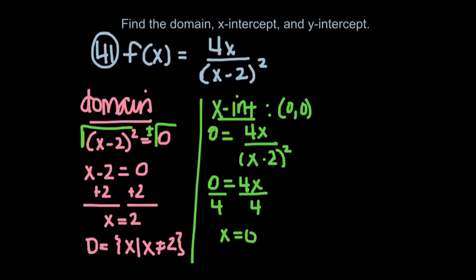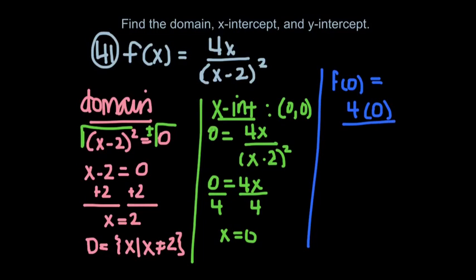To find the y-intercept, I find f of 0 because I plug the 0 in for x. That gives me 4 times 0 over the quantity 0 minus 2 squared, which just equals 0. So my y-intercept is also the point 0, 0.